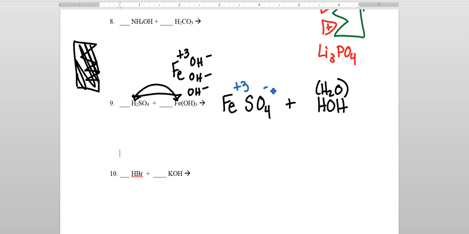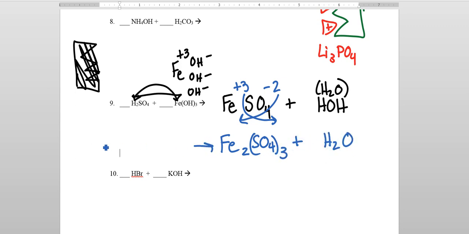Sulfate, polyatomic ion, you don't have to memorize those charges. They will be given on your equation sheet here. But what you do need to do is know how to apply this and do the little crisscross method here. So the formula of my salt is going to be Fe2(SO4)3. And I'm going to make water, and my reactants were H2SO4 and Fe(OH)3.